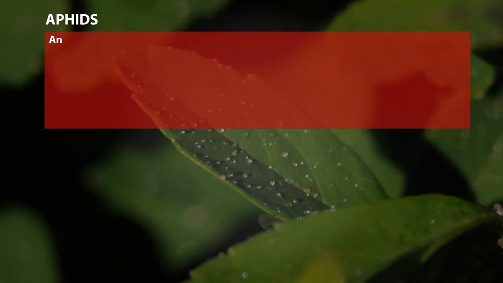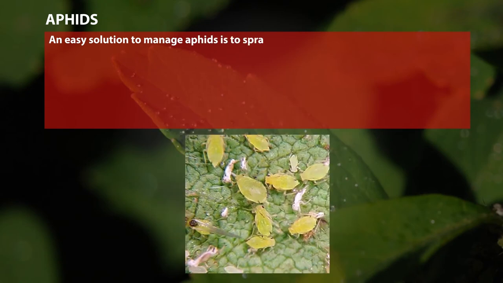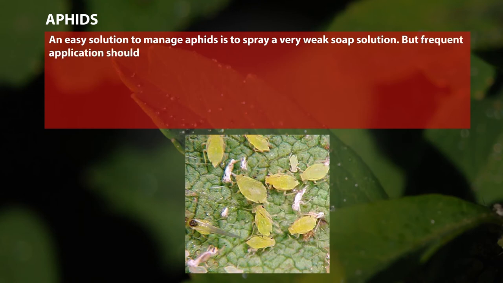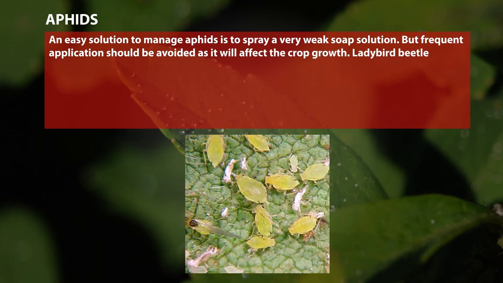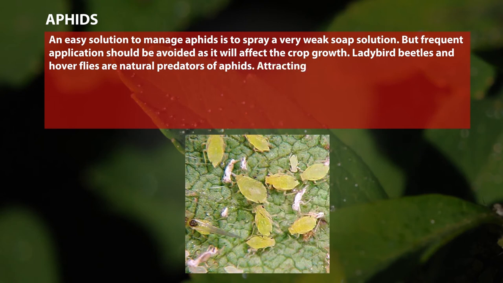Aphids. An easy solution to manage aphids is to spray a very weak soap solution. But frequent application should be avoided as it will affect the crop growth. Ladybird beetles and hoverflies are natural predators of aphids. Attracting them into the field is the best way to naturally control aphids.